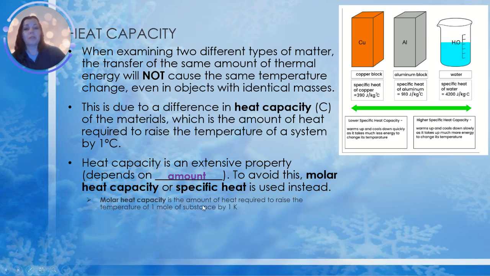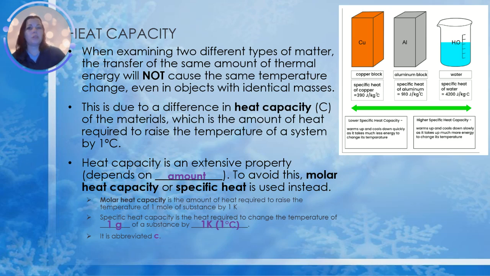So molar heat capacity is the amount of heat required to raise the temperature of 1 mole of a substance by 1 Kelvin. Specific heat capacity is the heat required to raise the temperature of 1 gram of a substance by 1 Kelvin. It's abbreviated with a lowercase c. So you just have to pay attention to the information that's given to you to figure out if it's molar heat capacity or specific heat capacity. We usually see specific heat capacity.